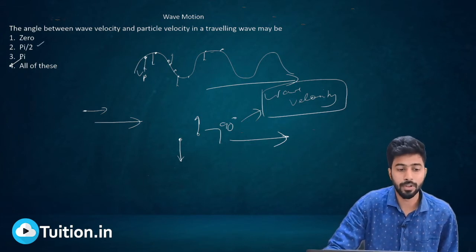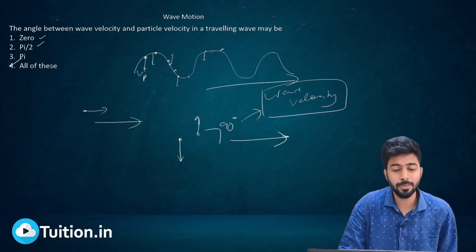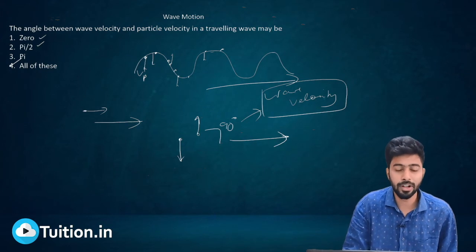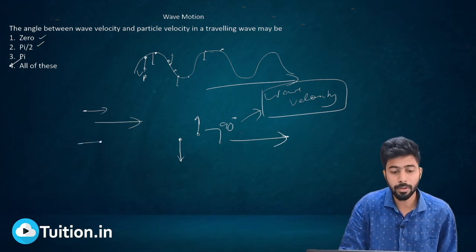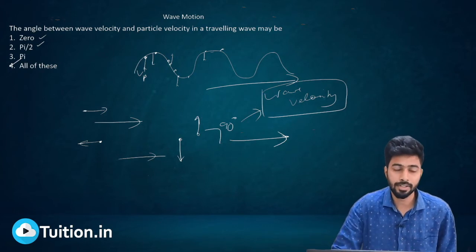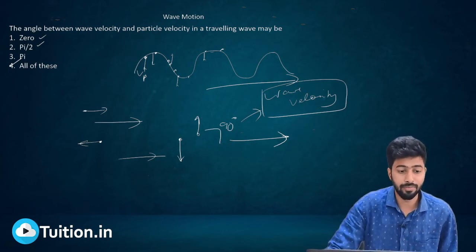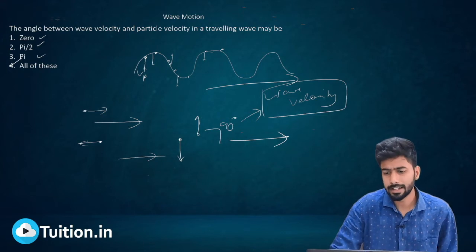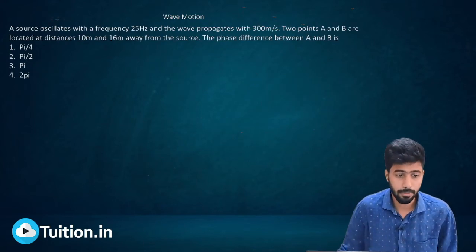So pi by 2 is also possible, 0 is also possible, and it's also possible that for longitudinal waves some of your particles are moving backwards but your wave is still seeming to be moving forward. So at that instant the wave velocity and particle velocity have a phase angle of pi. So all these angles are possible. That's the answer to the question. Let's move on to the next problem now.